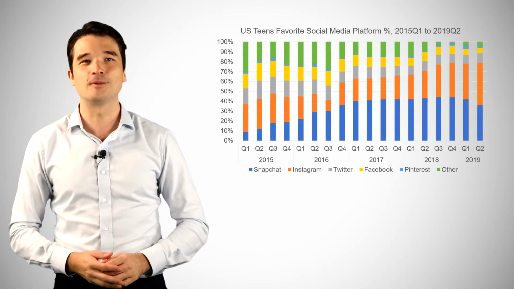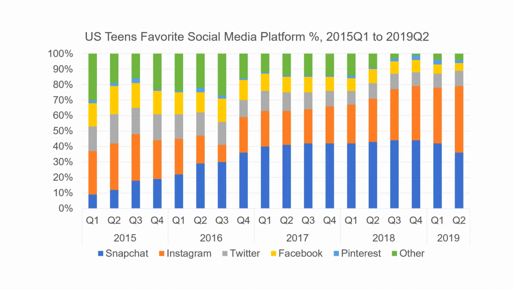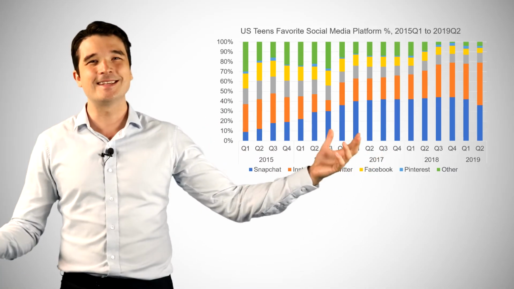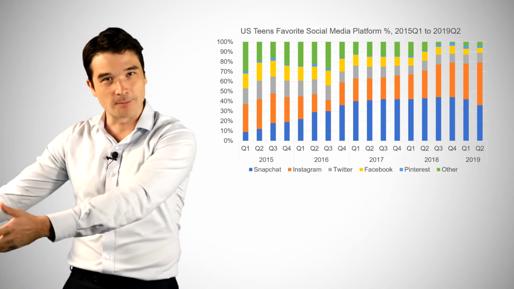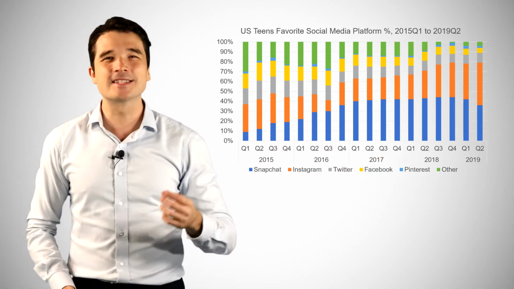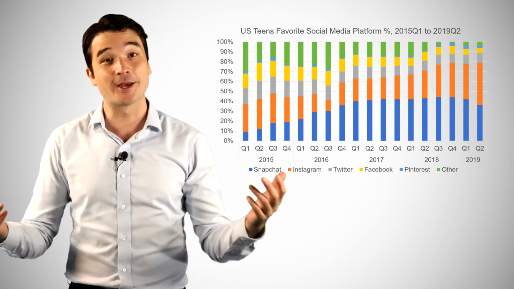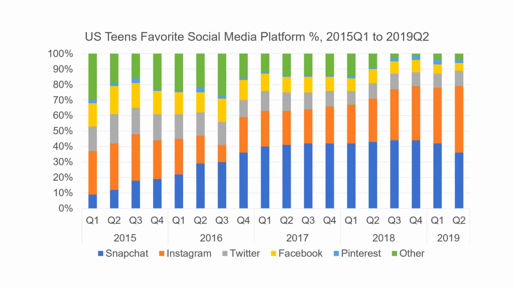Let's work through an example. We have some real data that was gathered from a survey of teenagers in the US. The survey was conducted quarterly and asked, what is your favorite social media platform? All I've done here is taken the raw data, dumped it into Excel, and then selected one of Excel's recommended charts. Take a moment to consider, what is wrong with this chart and how might we fix it?